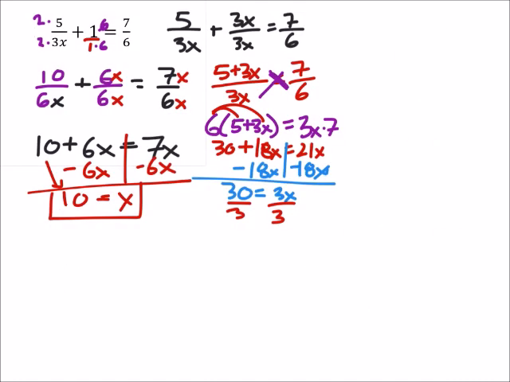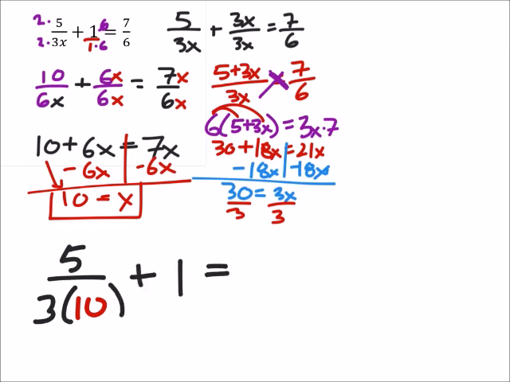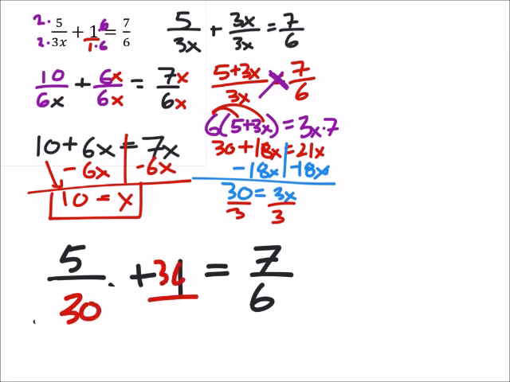Yeah, checking. Hopefully this is the easy part for you guys, if you actually do it, which I hope you do. So I've got 5 over 3 times 10. If I add this to 1, then I should get 7/6. So that gives me 5 over, I'm going to change this then to 30, and I'll make this 30 over 30.